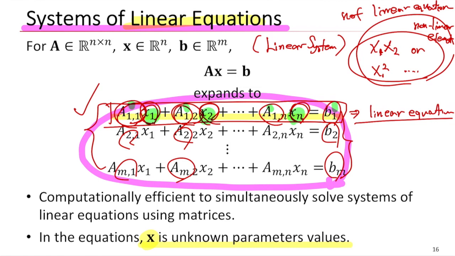So by using matrix notation, we can simplify this linear system like this: Ax equals b. So we can develop a computationally efficient way to solve this linear equation using the matrix form. Okay, that's why we are learning linear algebra to handle machine learning techniques. Okay, so this is the system of linear equations.